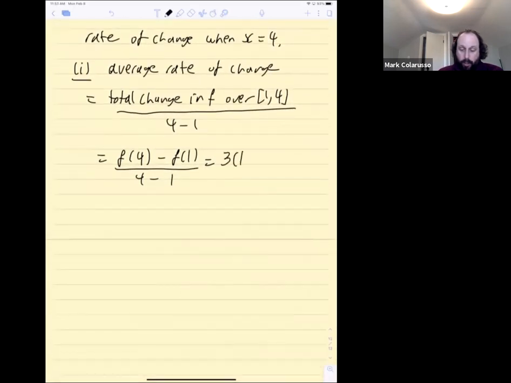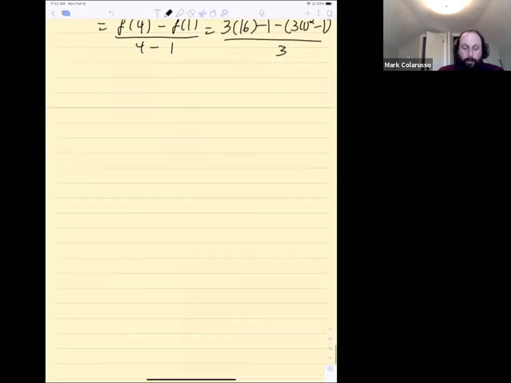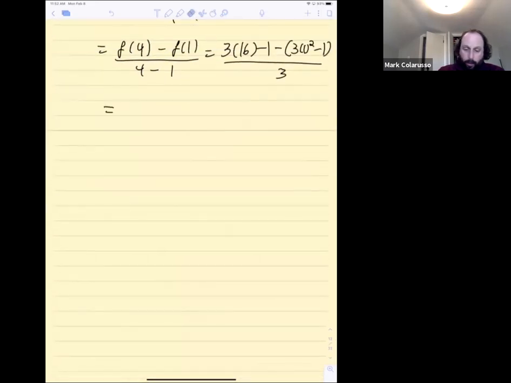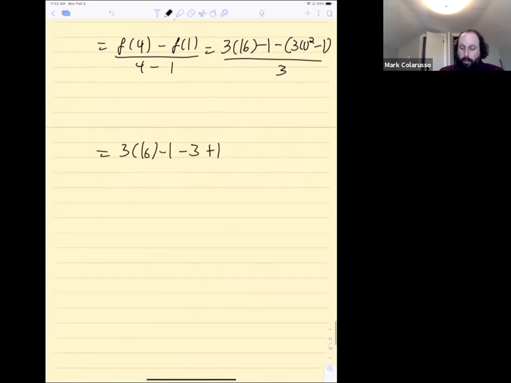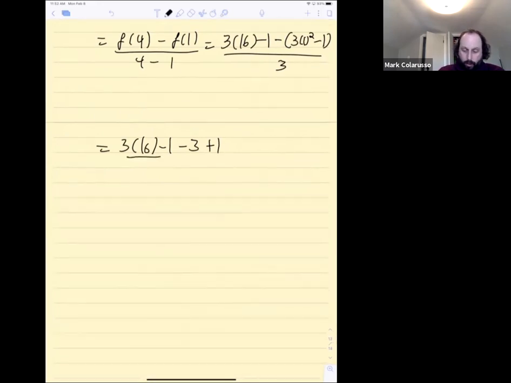So this is 3 times 16 minus 1. Now watch your parentheses here. 3 times 1 squared is 3, right? Minus 1, all over 3. Now we have to do some algebra. And maybe I'll go down to the next page here. So we have 3 times 16 minus 1 minus 3 plus 1. Make sure you distribute this negative over in a good way, okay?